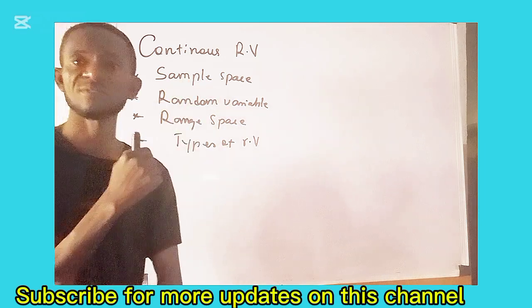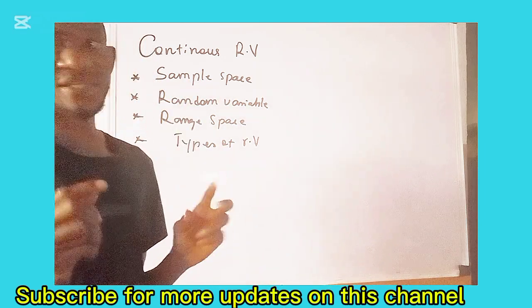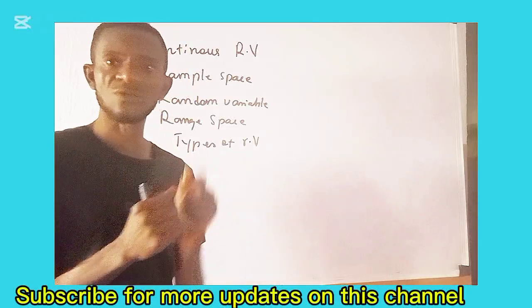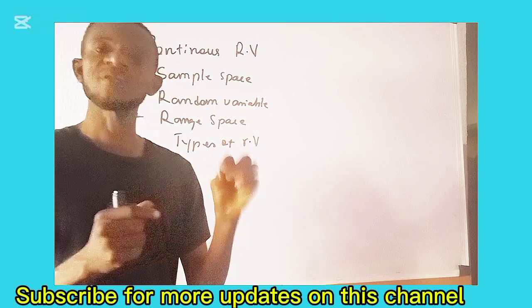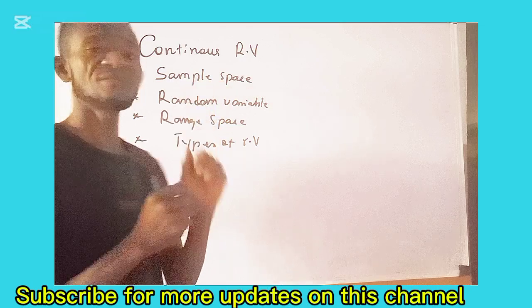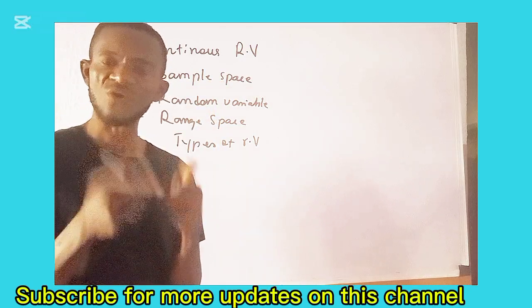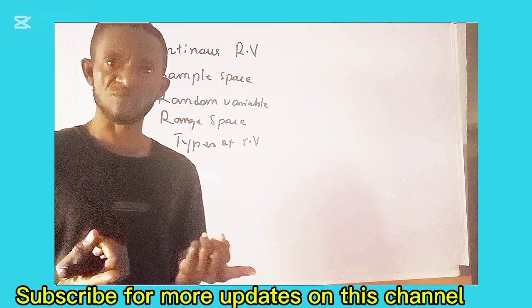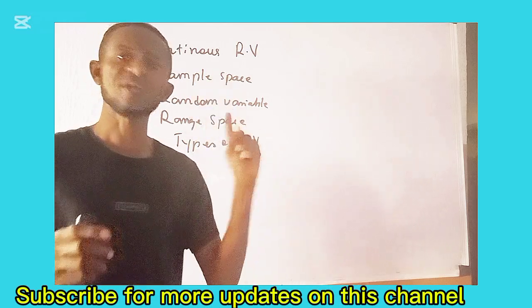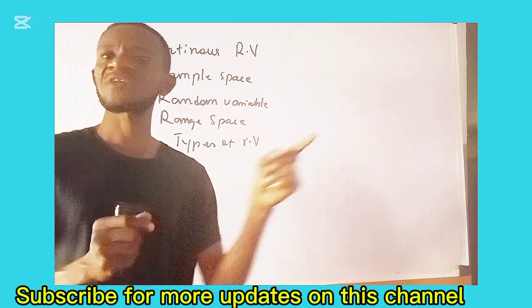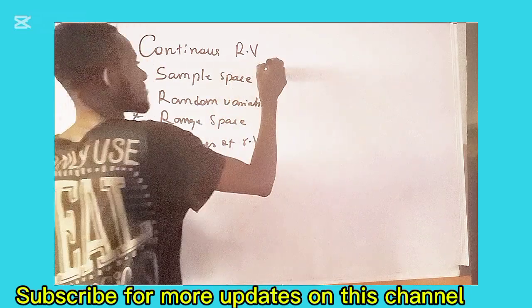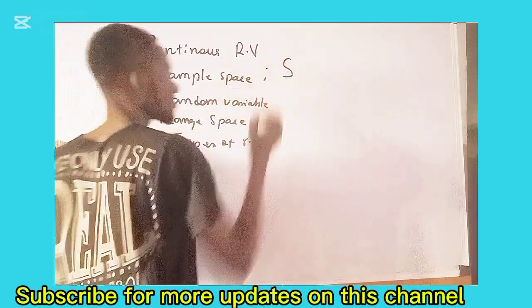What is a sample space? A sample space is defined as the set that contains all the possible values of a random experiment or all the possible values of a random variable. That is what we define sample space to be. A set containing all the possible outcomes of a random experiment or all the possible values of a random variable. That is what we refer to as sample space.